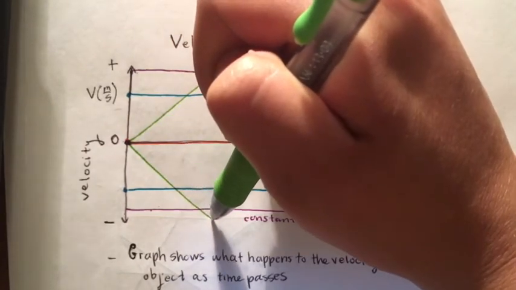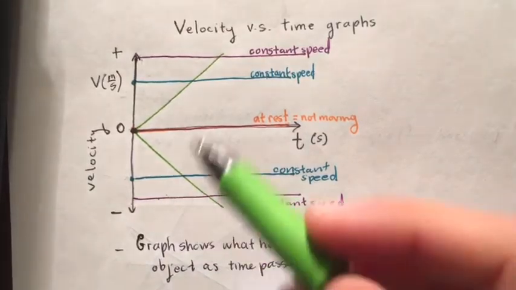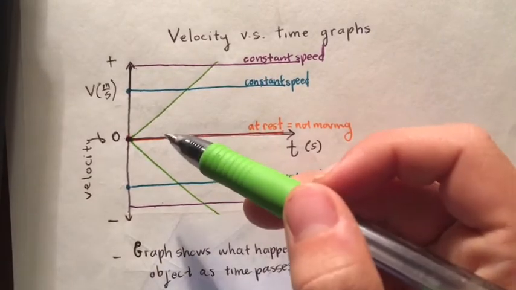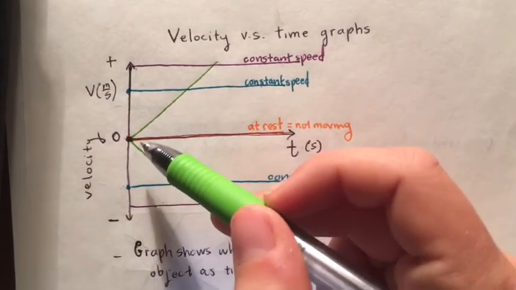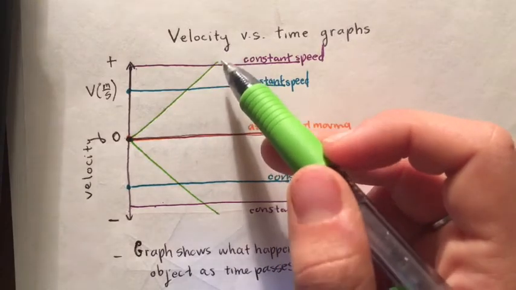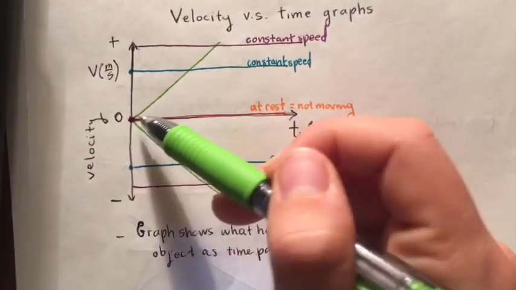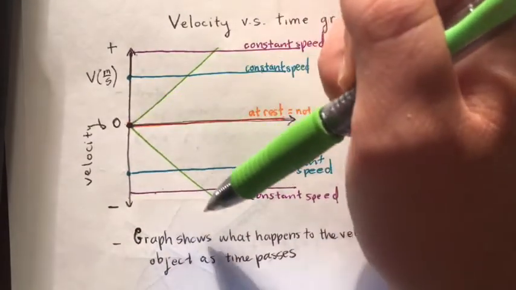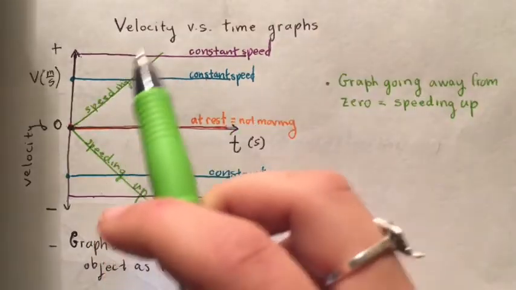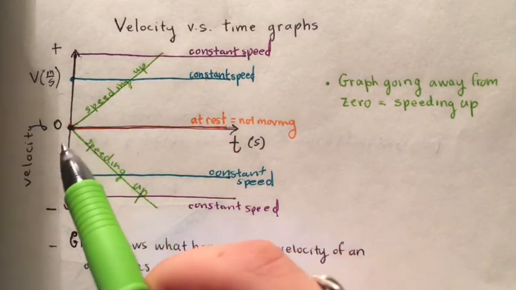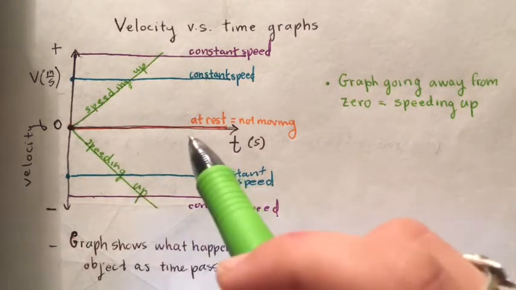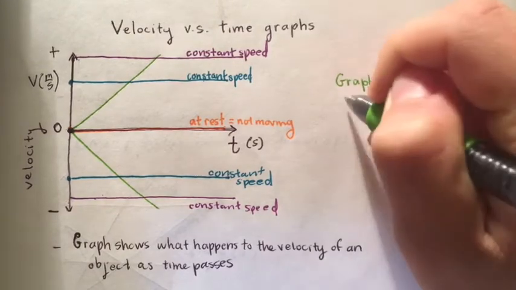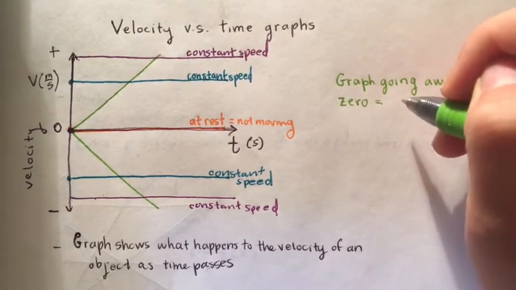in the negative direction. Okay, so the key takeaway from these two graphs that we've just drawn in the green is that when you have a graph that is pointing away from 0 as time is passing, this graph is moving away from 0 in the positive direction. This graph is moving away from 0 in the negative direction. So on a velocity versus time graph, if the graph is going away from 0 as time passes, that means that the object is speeding up. They're getting faster, whether that's getting faster in the positive direction or in the negative direction.